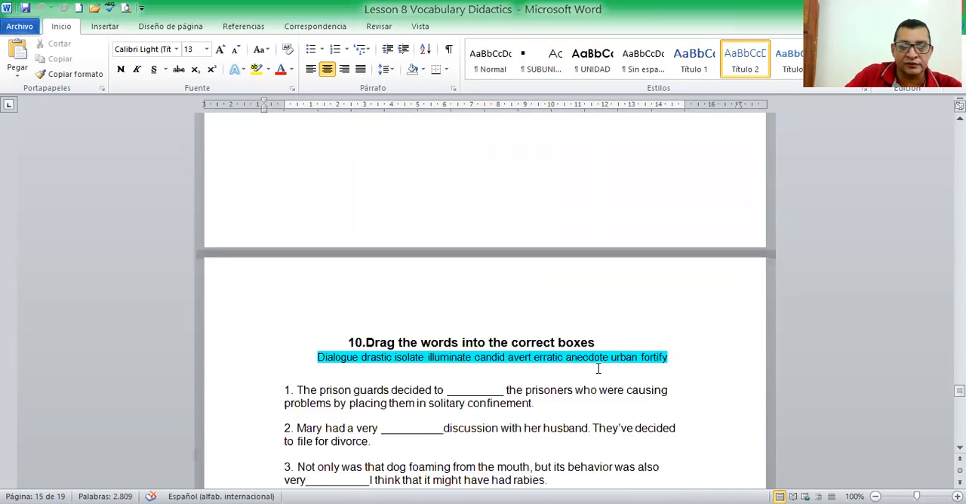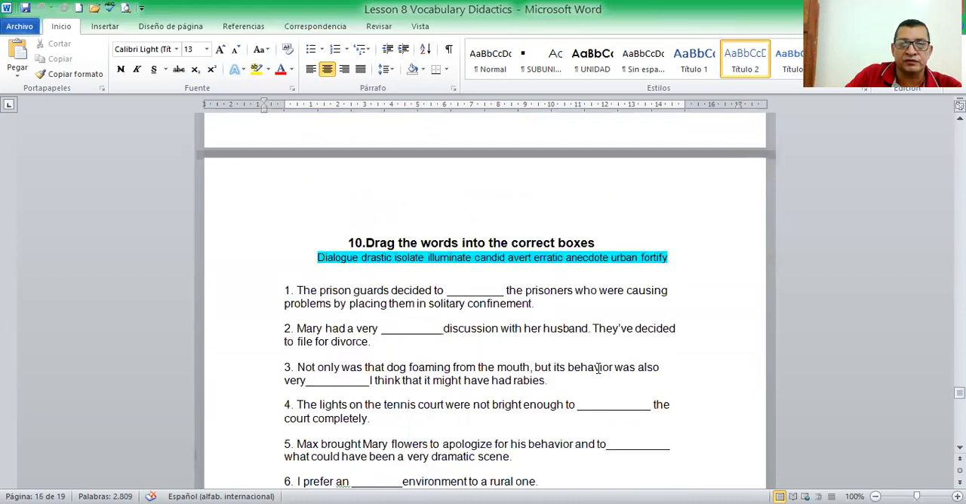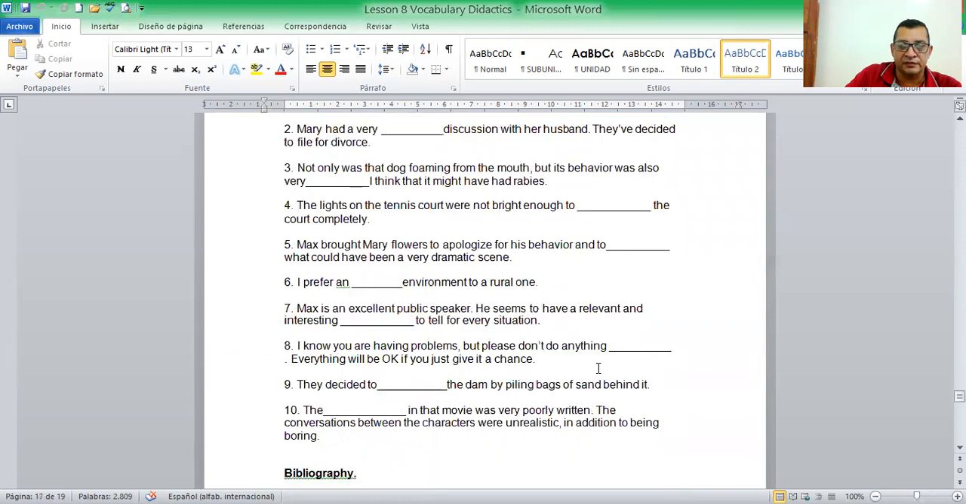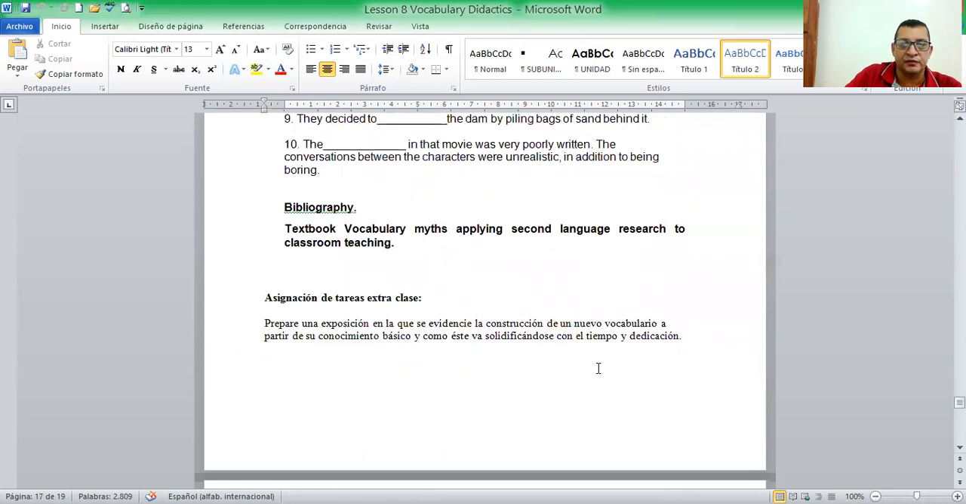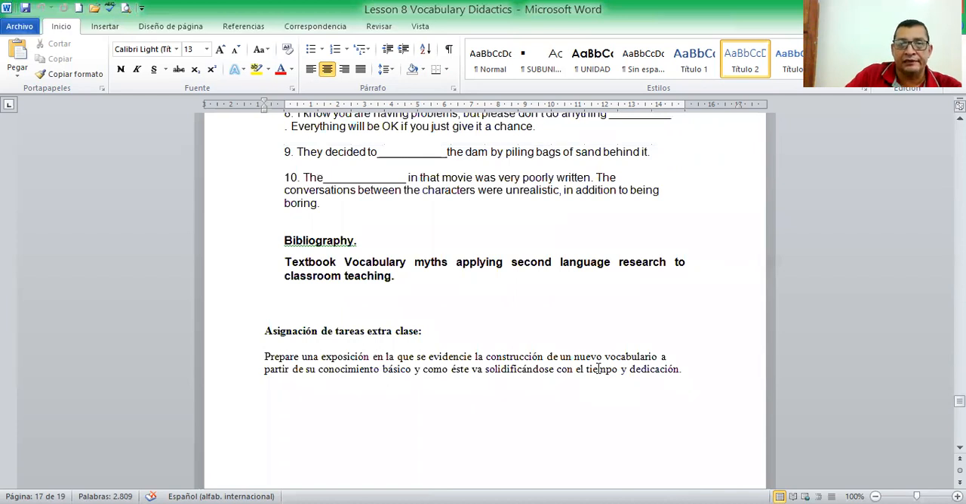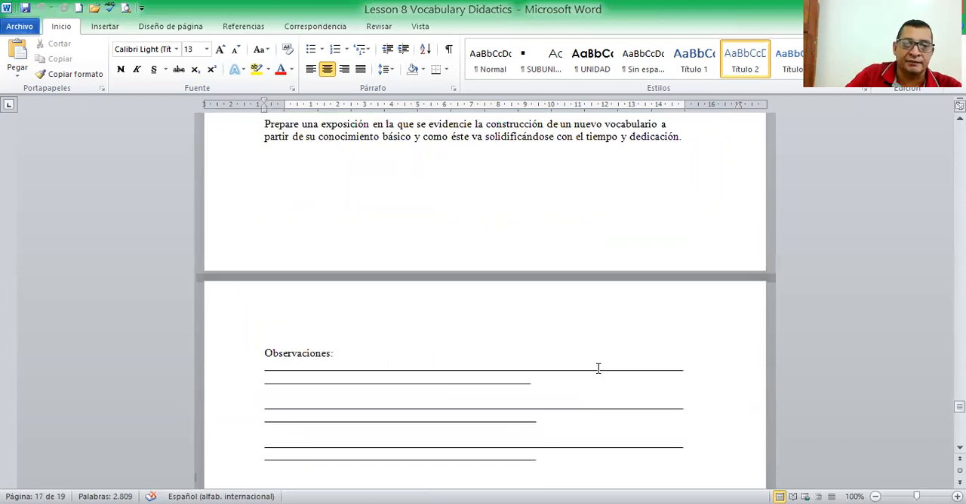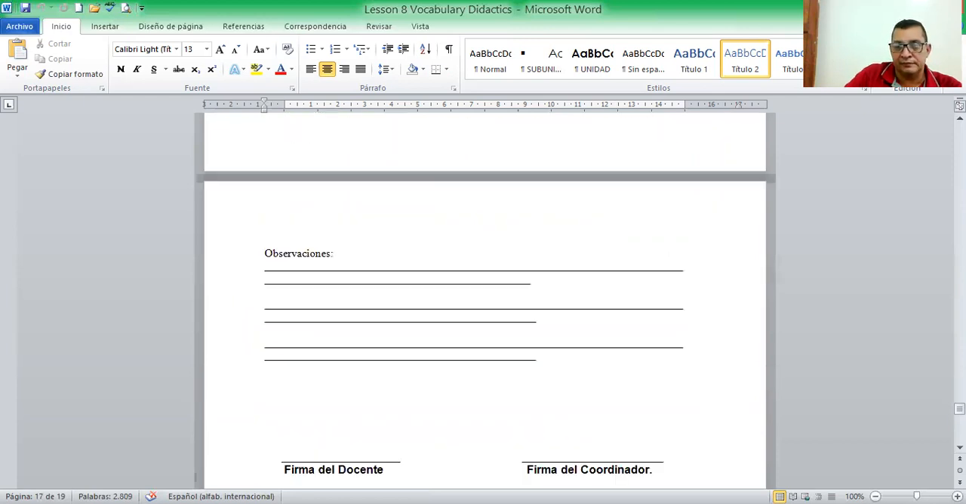Please try to also drag the words into the correct boxes. You need to fill in the blanks with all of this information, and it's very important to use it. I hope you can do all the exercises. Try to do the exercises on the platform and also the exercises in the lesson, and try to do the assignment, please. Okay, try to do everything. I hope you can do everything, okay?